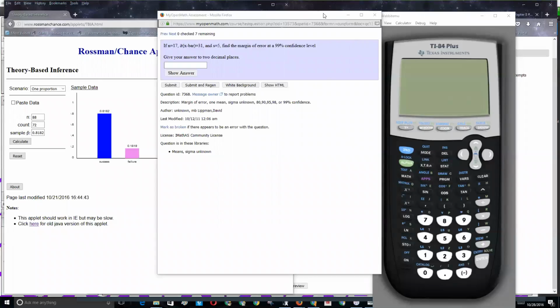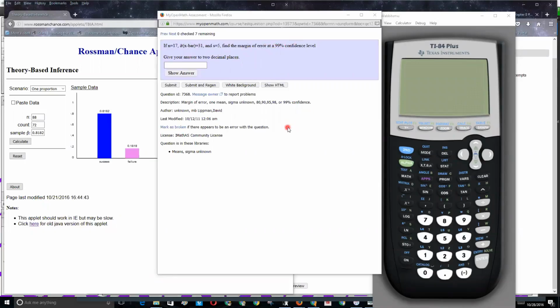So this is a problem that deals with sample means. I know it deals with sample means because they're telling me X bar, they're telling me the sample mean and a standard deviation. So this isn't about proportions. And they're asking me to find the margin of error for the 99% confidence interval.